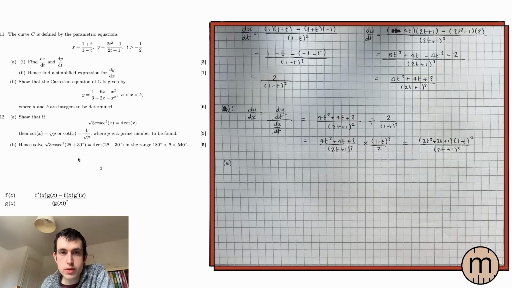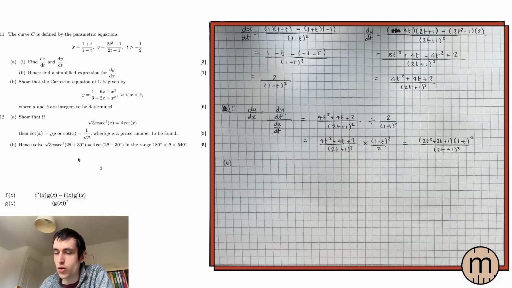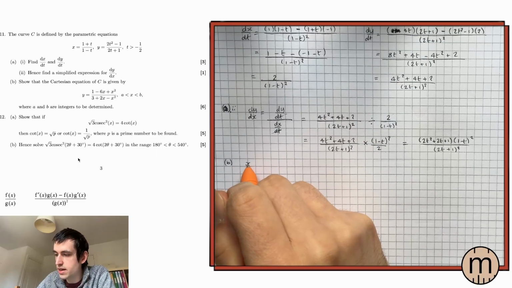In the last part of this one then, we want to find a Cartesian equation of C. So that means try and get rid of all the t's. Doesn't look too nice, but let's see how we're going to work it out. We want to get t on its own first, and then substitute it into the other equation. I think I'm going to go for x here.